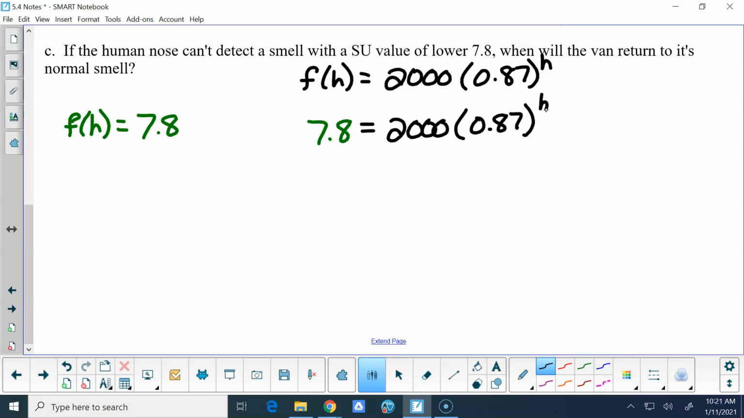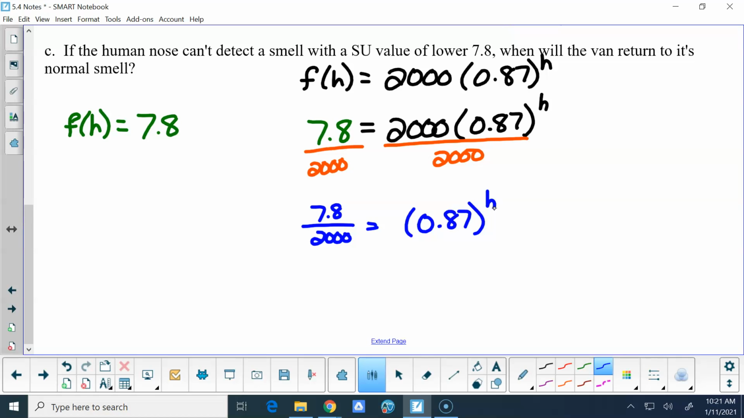Well, that's back to last week, Thursday and Friday. It's an exponential. I need to isolate that term. So I'm going to divide both sides by 2,000. And that's going to give me, I'm just going to leave it at 7.8 over 2,000. No need in actually doing that math and rounding early. Let's just keep it like that. So we're there. Now we can switch forms with it, correct? So this would switch to log base 0.87 of 7.8 divided by 2,000 equals H.